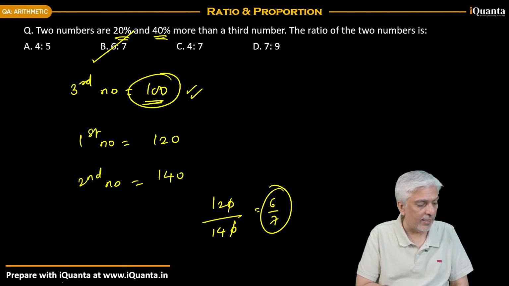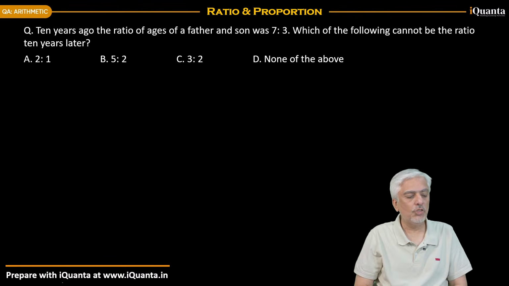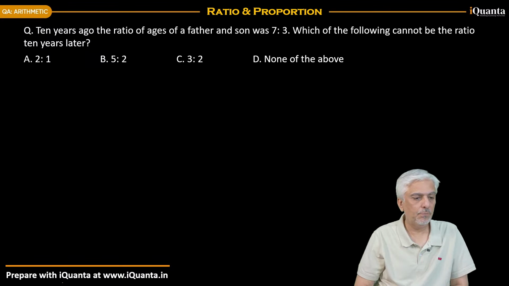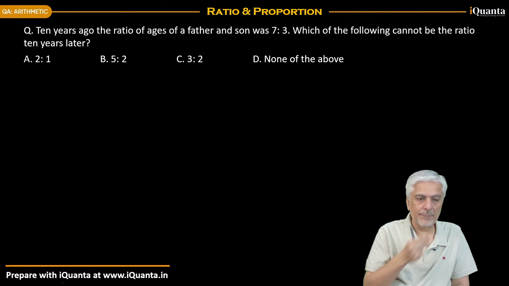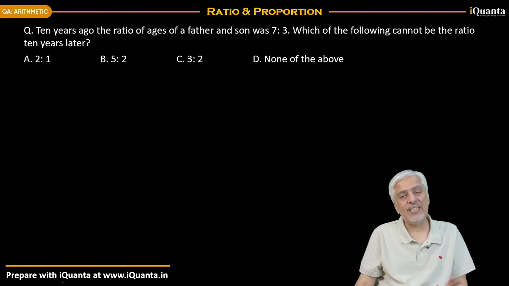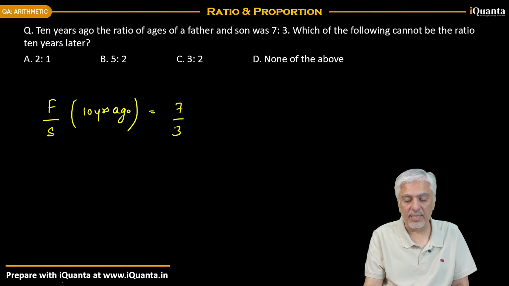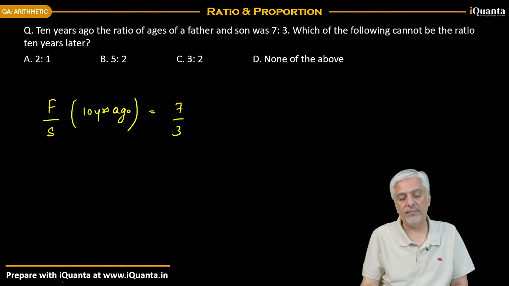These were the easy questions. I'm just going ahead quickly. So, one more interesting question. Go through it carefully. This is directly based on the concept which we just did. Father to son, 10 years ago, was 7 upon 3. Which of the following cannot be the age 10 years later?